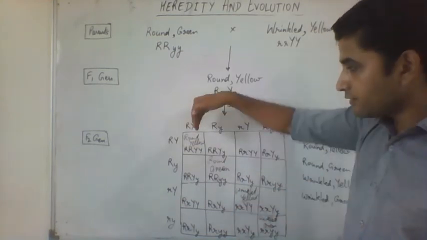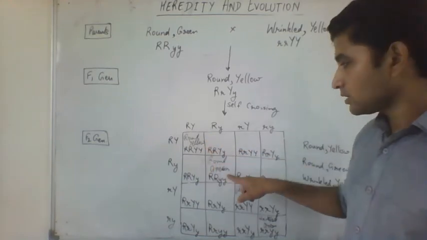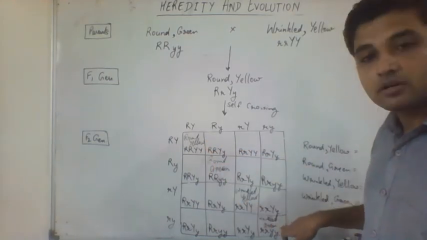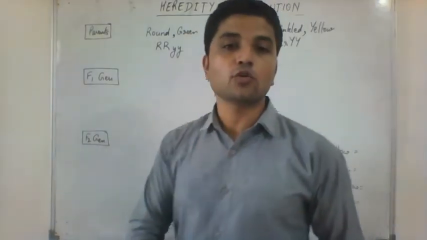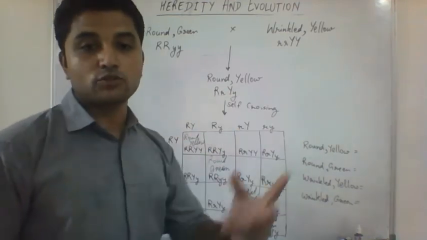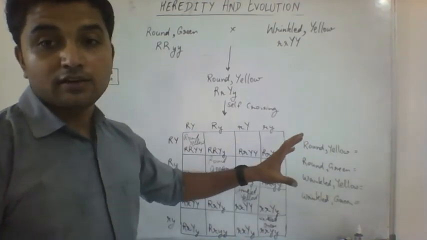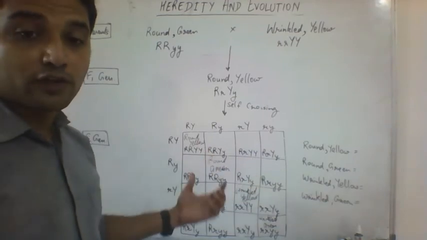So we saw that four different characters are possible: round and yellow, round and green, wrinkled and yellow, wrinkled and green. So I have written it down here, the combination of phenotypes possible in the F2 generation. So let us count and see what is the phenotypic ratio here, the ratio of the phenotypes.